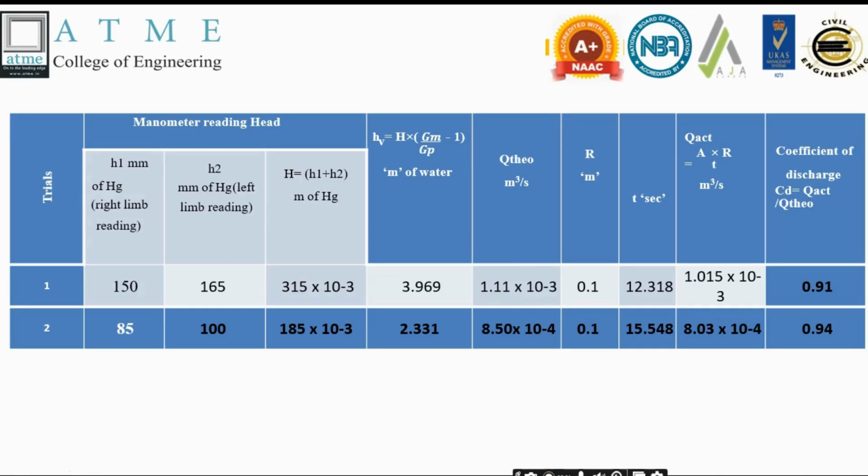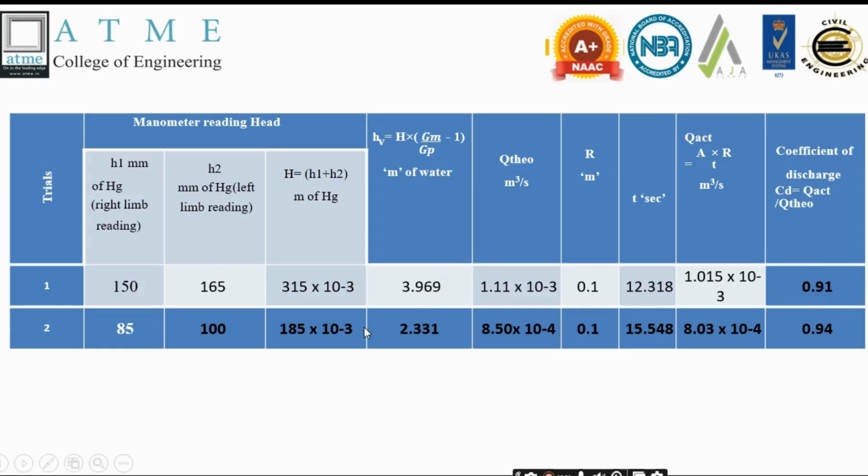For 0.1 meter rise, we have noted down the time. T we have got 12.318. With that you can calculate the actual discharge, that is A R by T, where A is the area of the collecting tank and R is 0.1, divided by T. We have obtained 1.015 into 10 power minus 3. With that you can calculate the coefficient of discharge, Q actual by Q theoretical. For the first trial we have obtained 0.91.